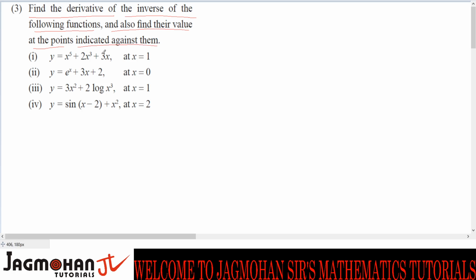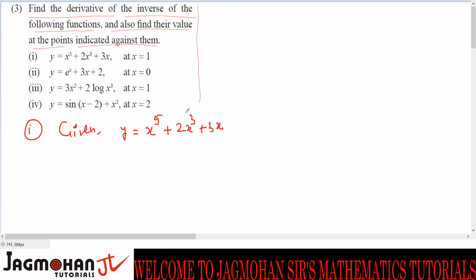So they give us the function. Let's begin. I am given the function. I write here question number 1. So I am given y equals x raised to 5 plus 2x cubed plus 3x. Do I have to find derivative of this function of x?